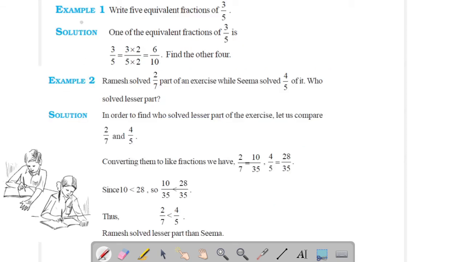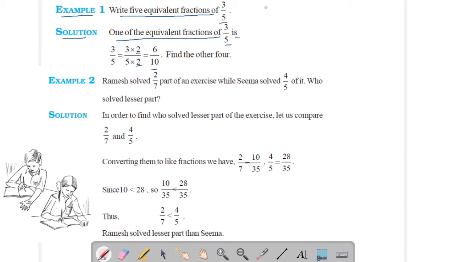Now come to example 1. Write 5 equivalent fractions of 3 upon 5. See the solution. One of the equivalent fractions of 3 upon 5 is 3 upon 5. Multiply this by 2 both in numerator and denominator. What will you get? 3 times 2 is 6, 5 times 2 is 10. That is 6 upon 10. So this is one equivalent fraction. Similarly, you can find out the other 4 equivalent fractions.